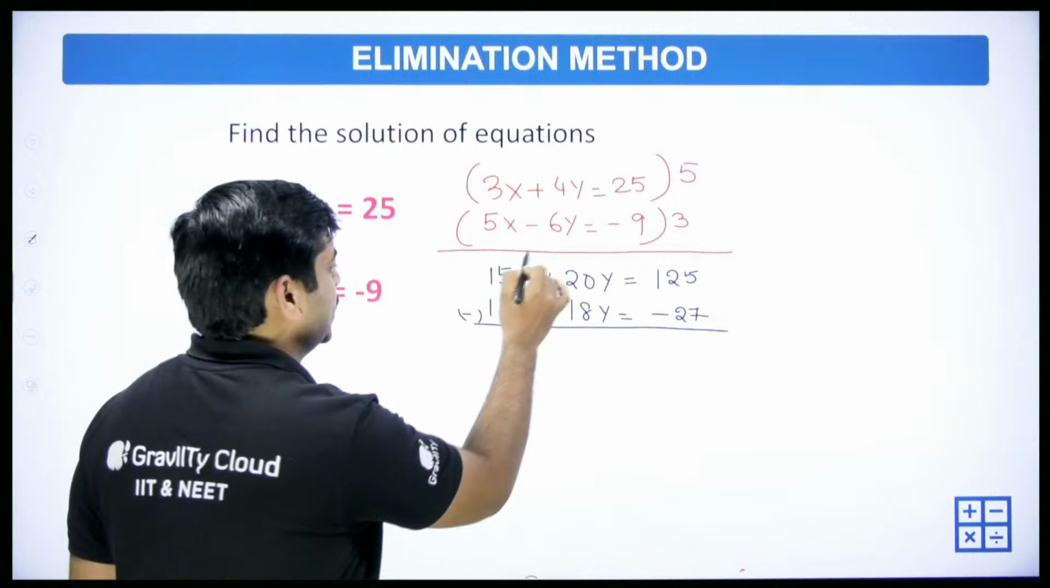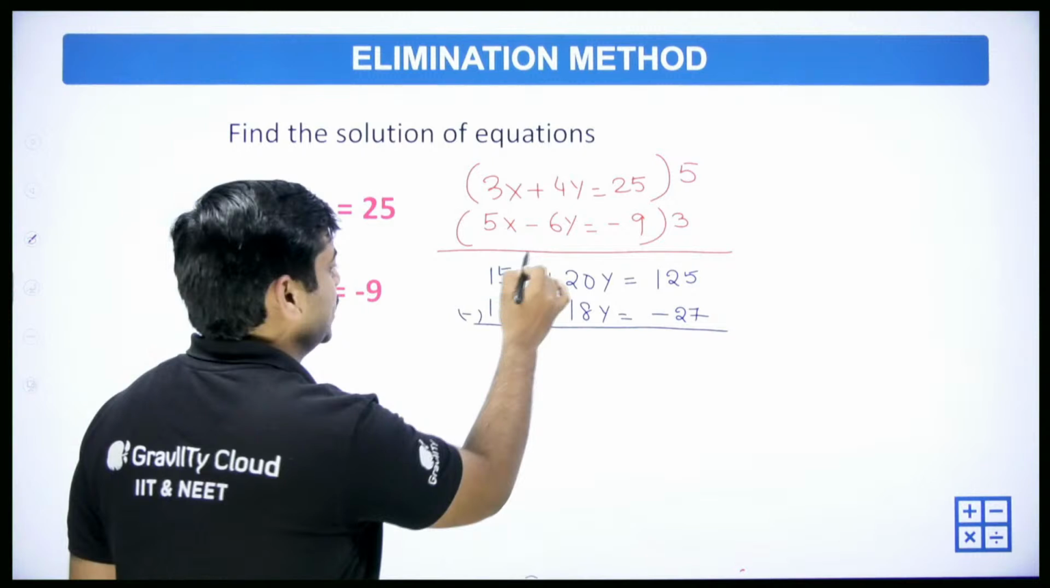So 38 and 152, is there any relation? Let's try 38 fours. Let's try to understand. 8 fours are 32, 4 3s are 12, 13, 14, 15. Yes. So 38 fours. Okay. So y is equal to 152 by 38, which will give you 4.